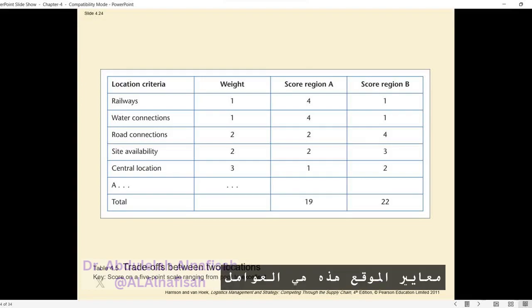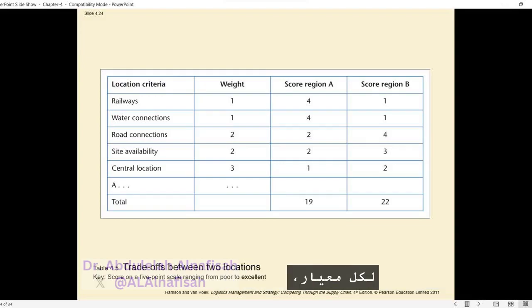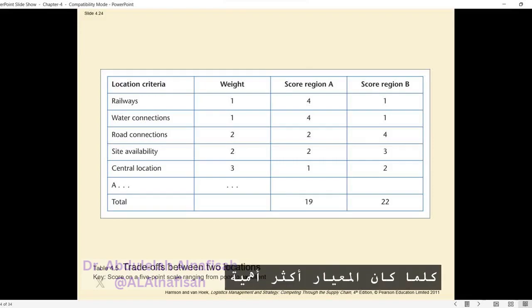Location criteria. These are the factors that affect the suitability of a location for investment or restructuring. They include railways, water connections, road connections, site availability, and central location. Weight. This is the relative importance of each criterion, ranging from 1 to 3. The higher the weight, the more significant the criterion is for the location decision.